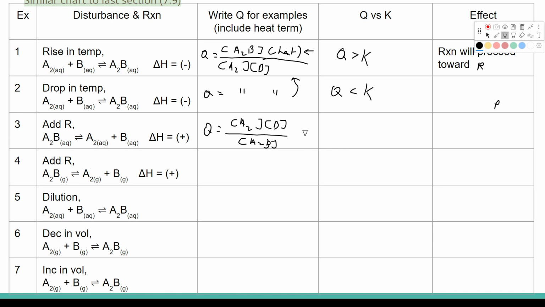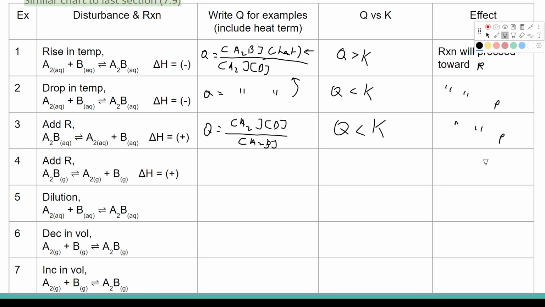I know why. Okay, so for this one, we're adding reactant. So reactant is the bottom number. So I'm increasing that bottom number. When I increase something on the bottom, remember you're dividing by that number. So what happens to the Q value? I'm dividing by a bigger number, so that means the overall answer is going to be less than K. And so we're going to go towards making product. And it's the same phrase: reaction will proceed toward, you know, reactant versus product.